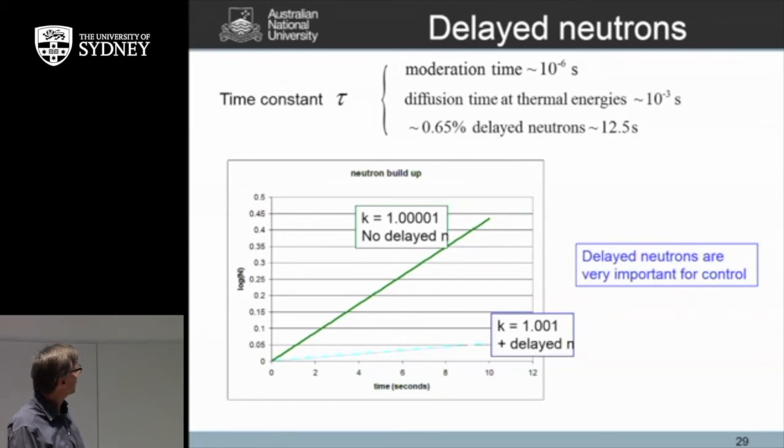So here I've got the logarithm, and the time in seconds, assuming no delayed neutrons, and a k value that's 1 part in 10^5 different from 1. And this thing diverges very quickly. You put these delayed neutrons in, I've now made k only 1 part in 1,000 with the delayed neutrons, and it diverges much more slowly. So this tiny fraction of delayed neutrons has a huge impact on the reactor period and the ability to control it.